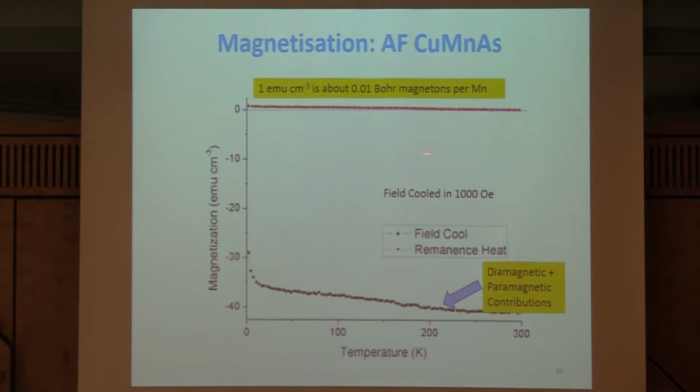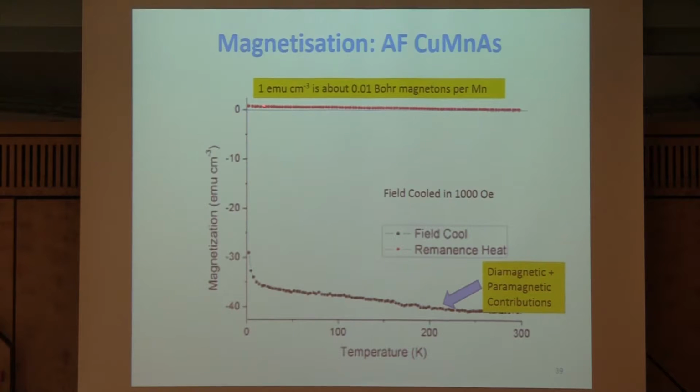So here's an attempt at what we call an experiment where we hope to see nothing, because we've gone to the antiferromagnetic copper manganese arsenide. Here, you can see the diamagnetic contribution, it's negative, and you can see some paramagnetic contribution rising up here. So you've got something from the substrate, and you've got some loose moments somewhere, some paramagnetic contribution. But happily, in the remanence, you can see very, very little.